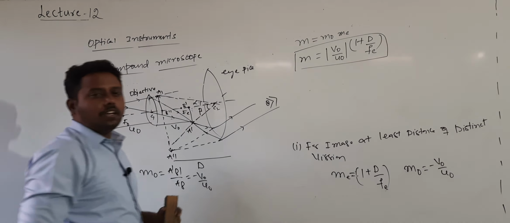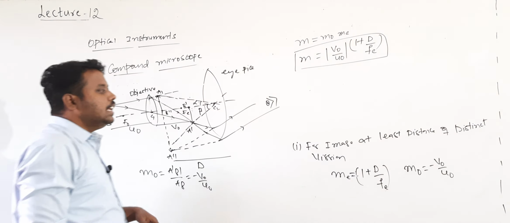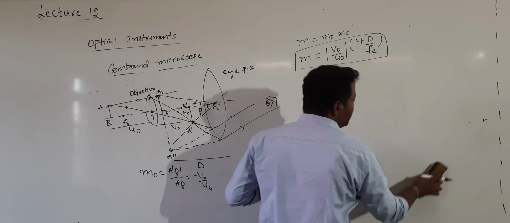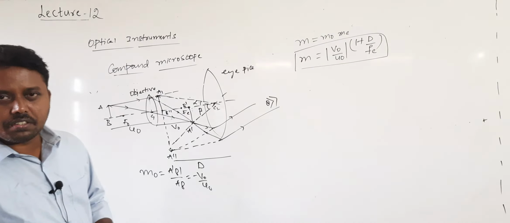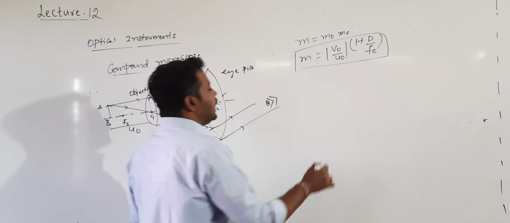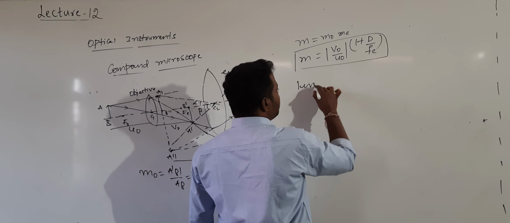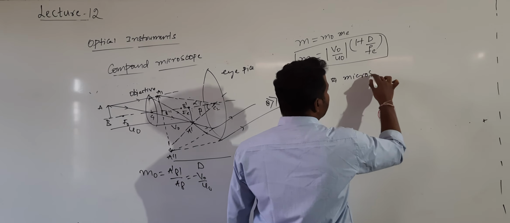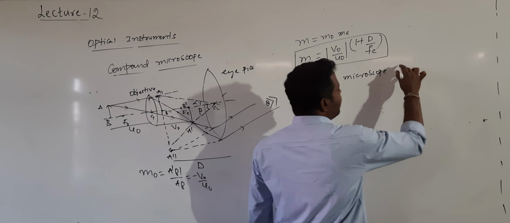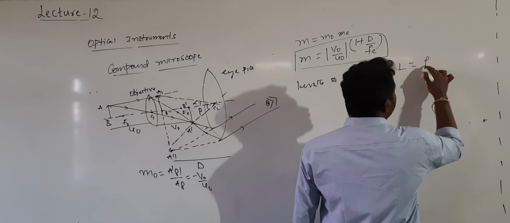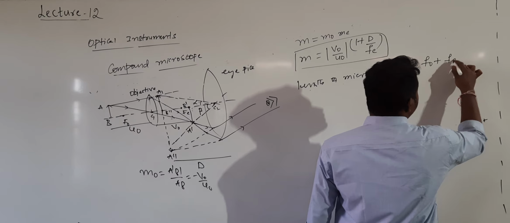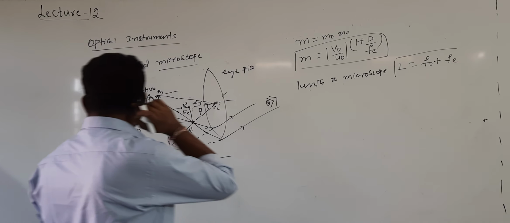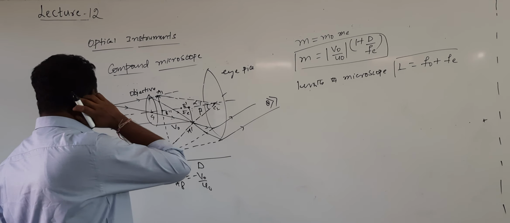The final image is formed at the least distance of distinct vision. At where? At the least distance of distinct vision. Are you getting? And in this, the length of the microscope. What is the length of the microscope? The microscope length is given by L. That L value is f0 plus fe, or otherwise you can also write the value is given by, so which one?